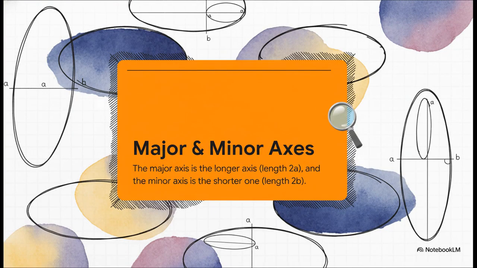So, here's the most crucial point. a and b give us the major and minor axes. That's just a fancy way of saying the long and short diameters of the ellipse. And here's the golden rule. You absolutely have to burn this into your brain. a squared is always the bigger number in the denominator. That one little fact tells you if the ellipse is wide or if it's tall.